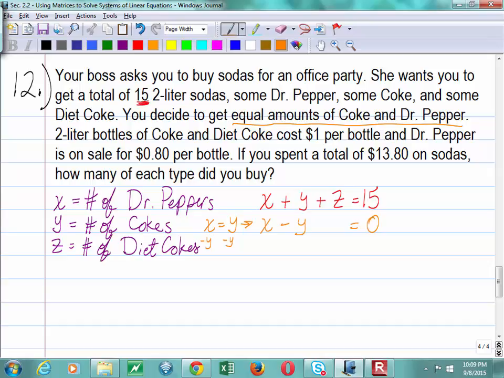Alright, and then finally we would look at the cost. Okay, so Coke and Diet Coke is $1 a bottle. Dr. Pepper's on sale for 80 cents. So the total was $13.80. So 0.8x, because the x was the Dr. Pepper, plus 1y plus 1z is equal to 13.80.